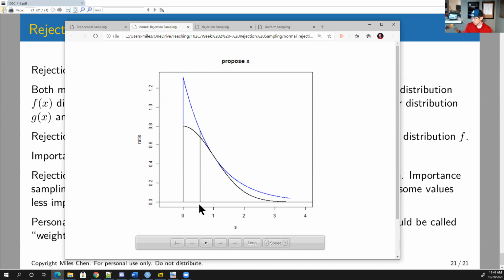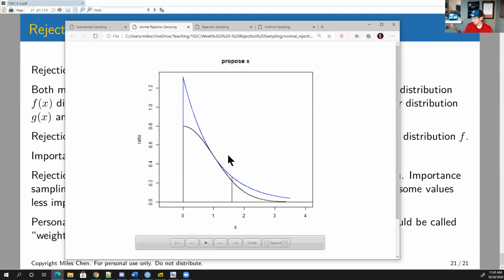Next, we go to, I don't know, what is this, 0.6? We propose 0.6 as a value, and we generate a u. And u just happens to be right at this line. I think it's just a tiny bit over it. So when we look at this and ask, is u above the desired density? It is. So we're going to reject this value. This value is going to get thrown away. We're not going to keep it.